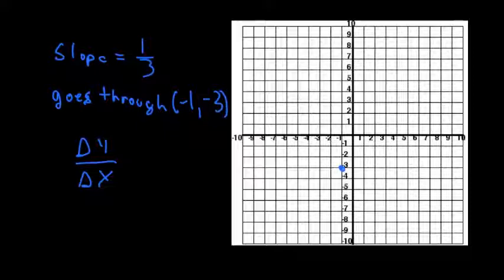So up 1 takes me to -2, and then right 3 is going to take me to positive 2. Then keep doing that. Up 1 is to -1, plus 3 is 5. Up 1, so that would take me to 0, plus 3 would take me to 8. So connect my points and draw my line.